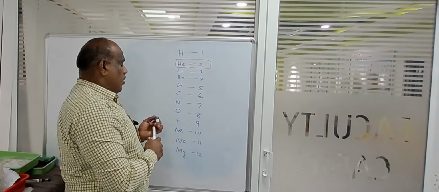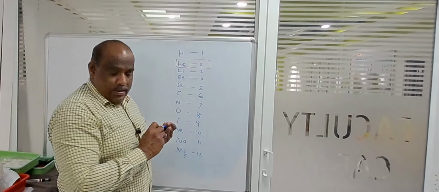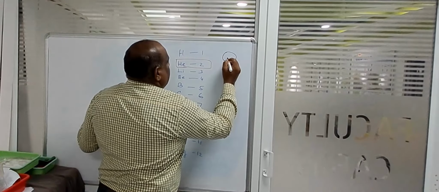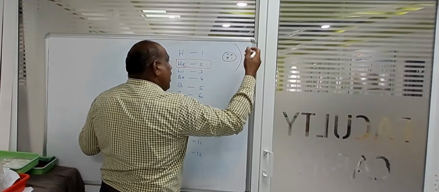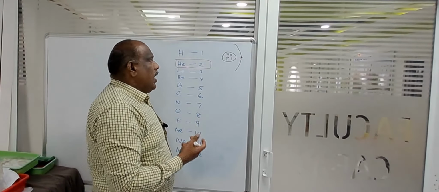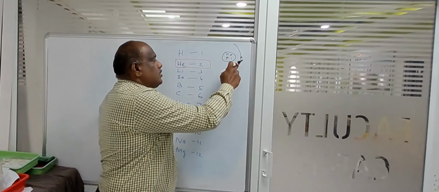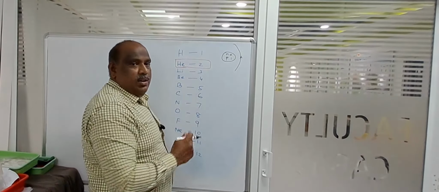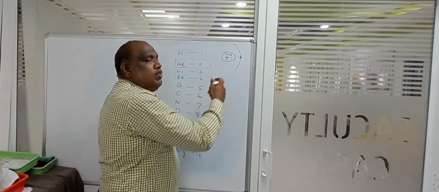So the atomic number of hydrogen is 1, which means it has 1 electron and 1 proton. There's no neutron. In the first orbit, it can have 2 electrons, but we are going to have only 1 electron. If it wants to attain the stable configuration like helium, it has to gain 1 electron. So the valency of hydrogen is what? 1.